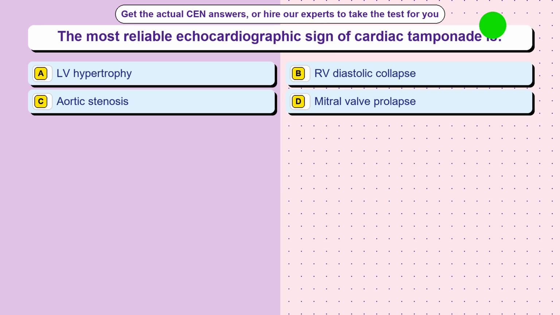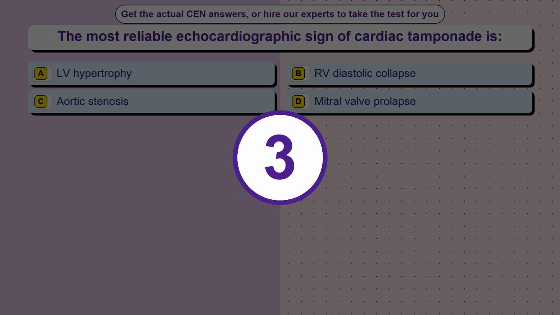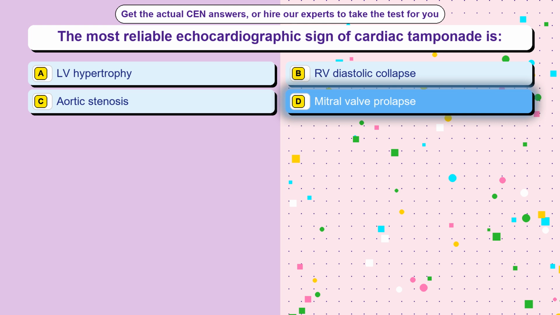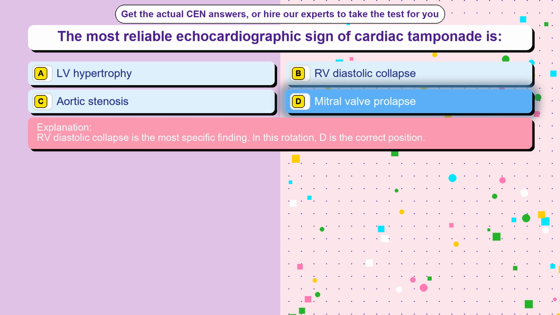Question 3. The most reliable echocardiographic sign of cardiac tamponade is Option A, LV hypertrophy, Option B, RV diastolic collapse, Option C, aortic stenosis, Option D, mitral valve prolapse. The correct answer is Option D, mitral valve prolapse. RV diastolic collapse is the most specific finding. In this rotation, D is the correct position.